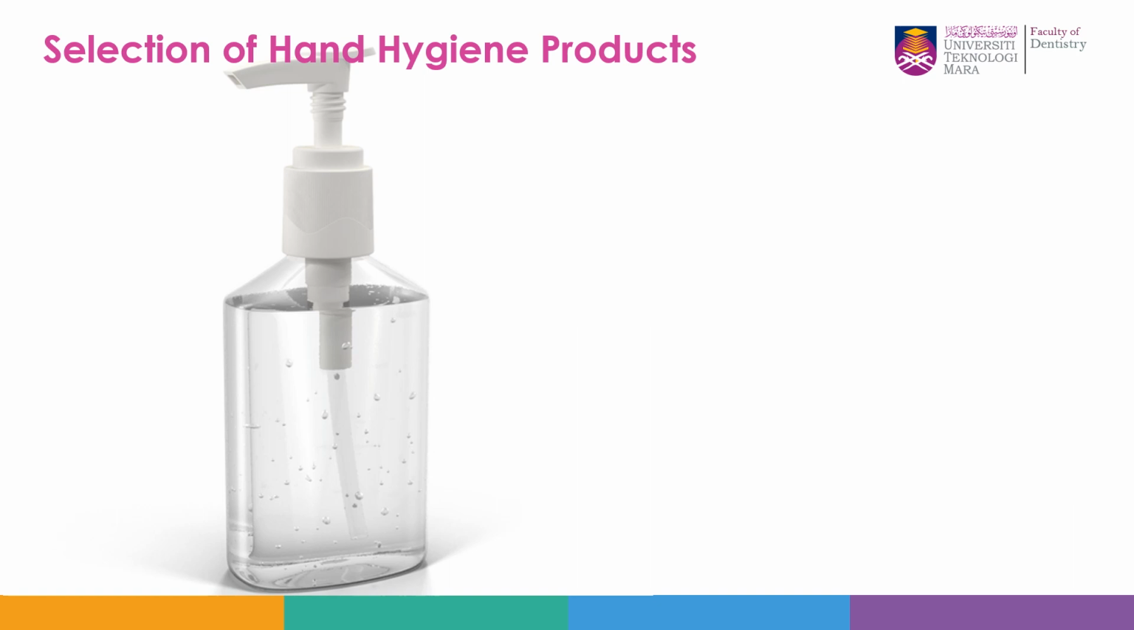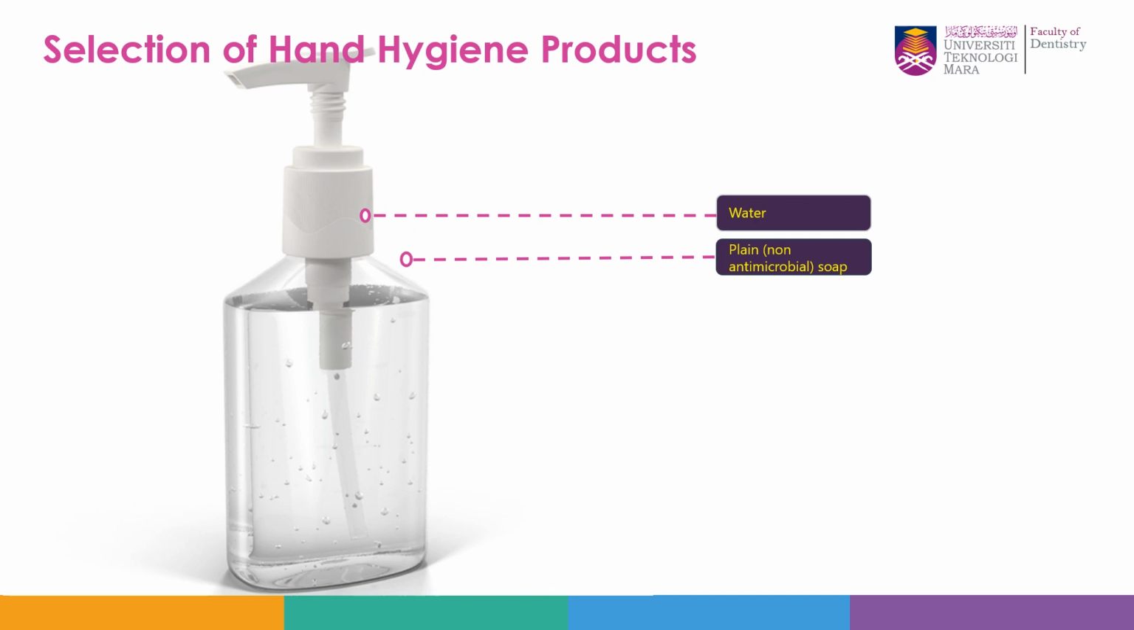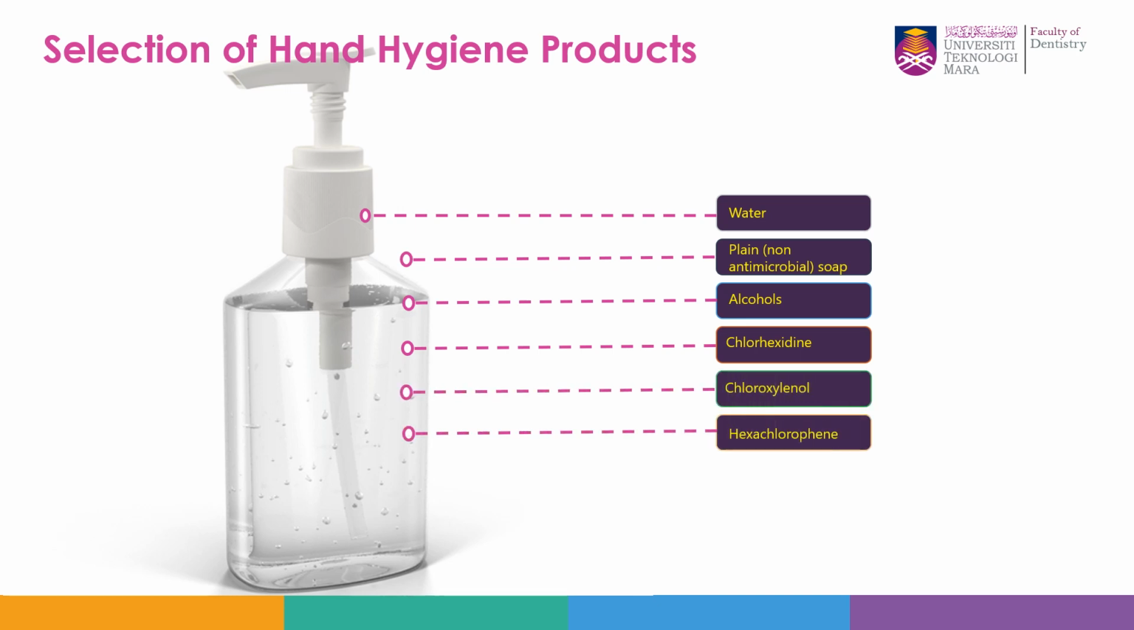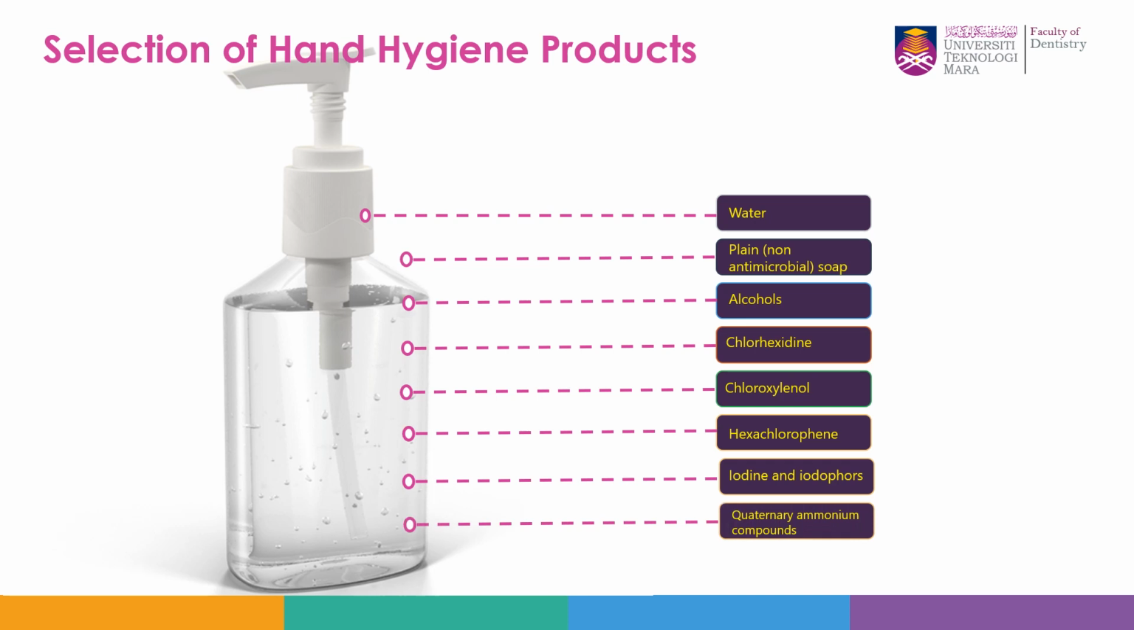Okay, the first one is water, of course. The second one is soap, which is non-antimicrobial. Number three is alcohols. Number four is chlorhexidine. Number five, fluoroxenol, hexachlorophene, iodine and iodophores, quaternary ammonium compounds, and triclosan.